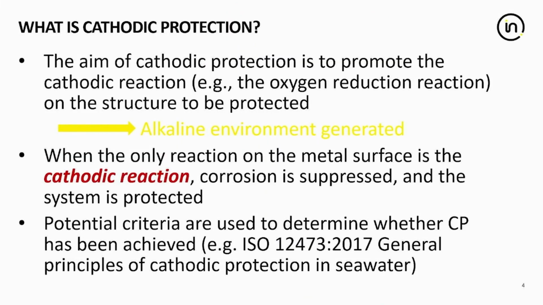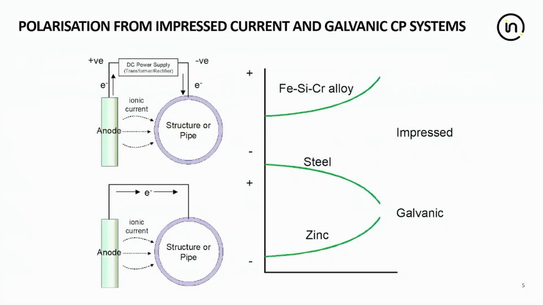So cathodic protection, what is it? Well, the aim of it is to promote the cathodic reaction, to reduce the corrosion rates so that materials like carbon steel can be used successfully in fairly corrosive seawater conditions. The potential of the steel is reduced and an alkaline, passive environment is generated at the surface. When the only reaction on the metal surface is the cathodic reaction, then corrosion is suppressed and the system is viewed as protected. Potential criteria are used to assess whether protection has been achieved.